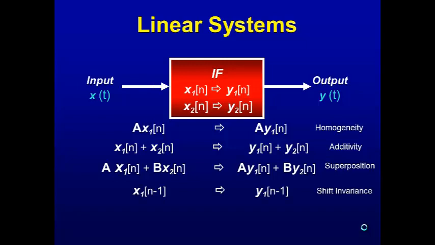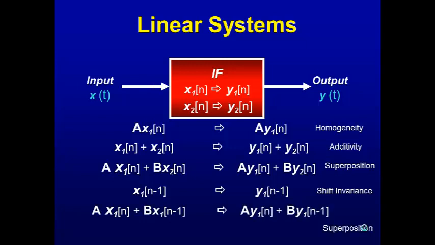If I have a shift invariant system, if x1 produces y1, x1 delayed by 1 produces y1 delayed by 1. That's shift invariance. So if I put in scaled and shifted versions of the input, I get scaled and shifted versions of the output. Well, the difference between this case and this case is just an input term.